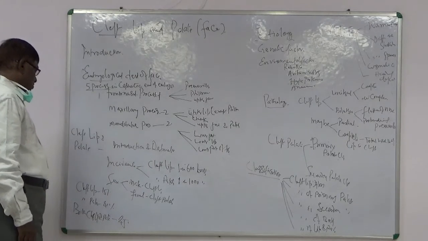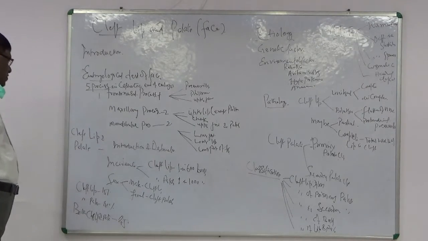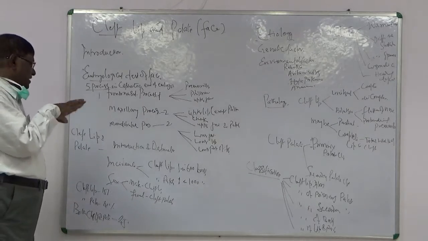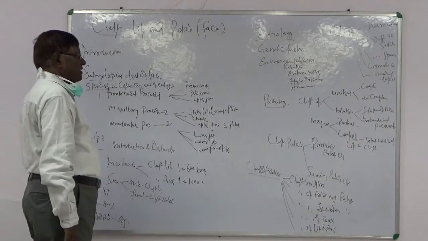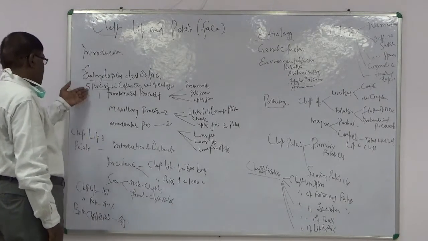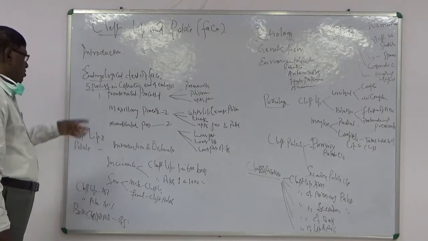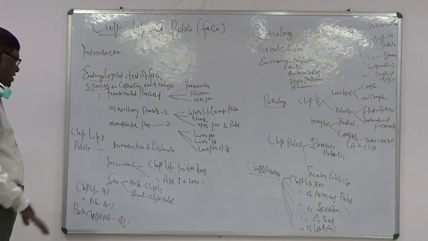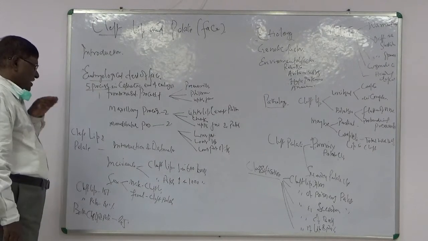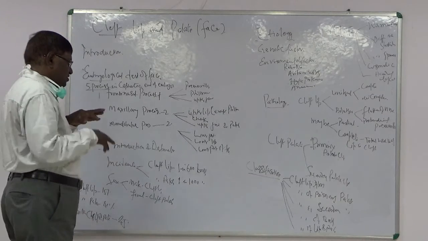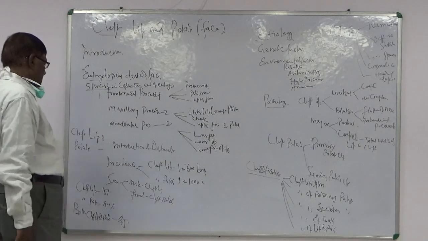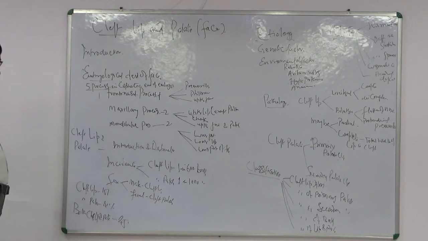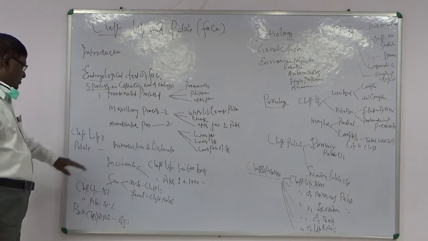Similar to that in the palate, when union doesn't take place in the middle of the two palatine processes of the maxillary process, that makes a cleft, a space between the two sides of the hard palate and the soft palate, and that makes the cleft palate.